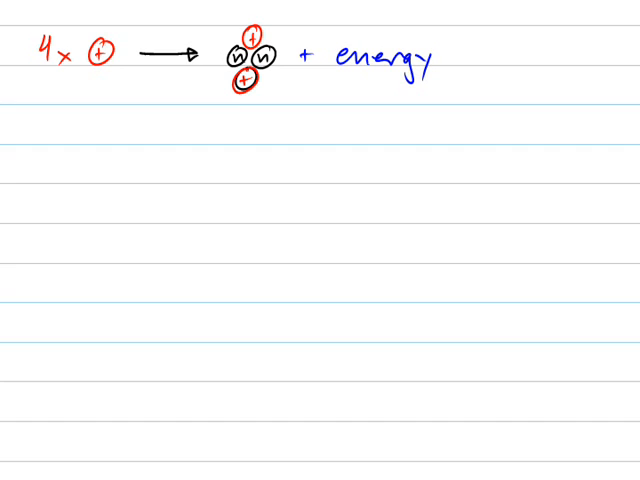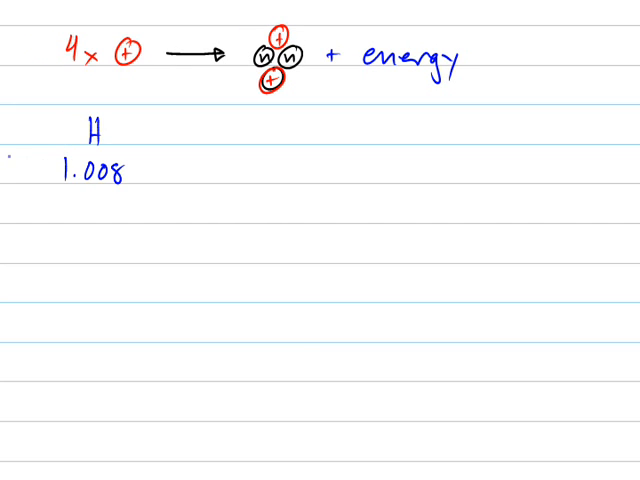you look on the periodic table. Hydrogen, if it's just a proton, has an atomic mass of 1.008, and you're going to multiply this by 4 because 4 protons fuse, and this goes to a helium nucleus. Helium has an atomic mass of 4.003.